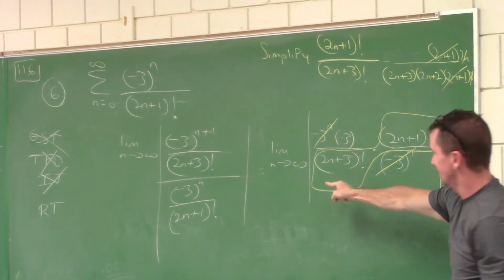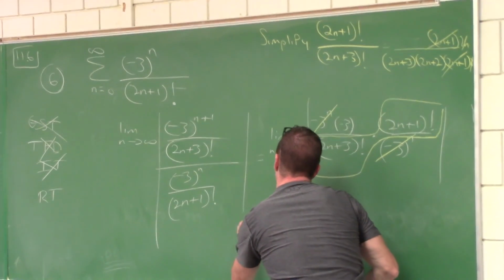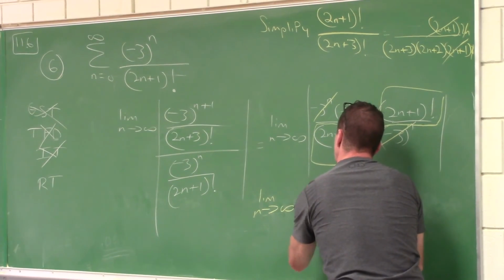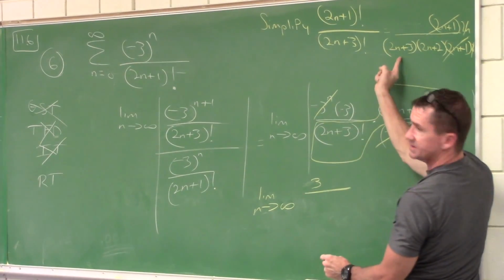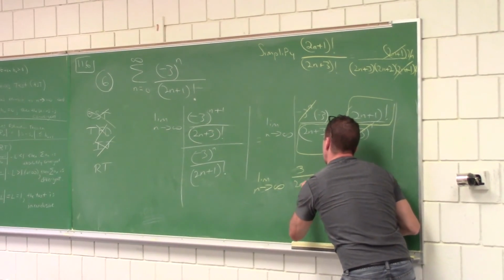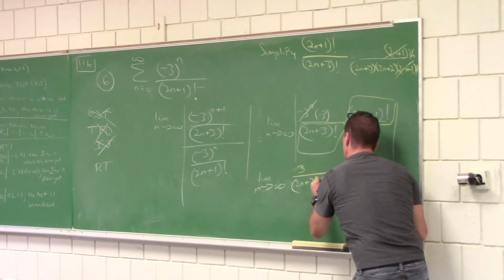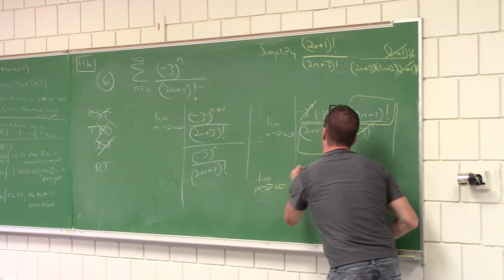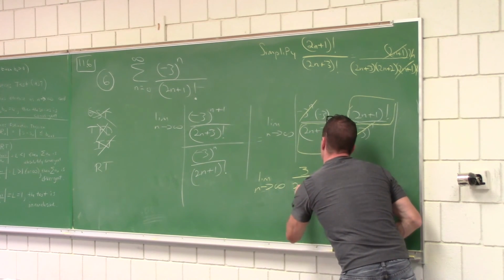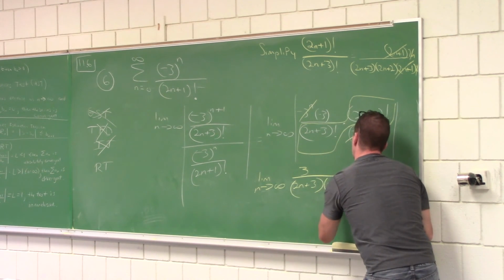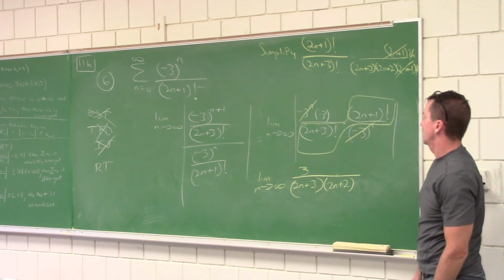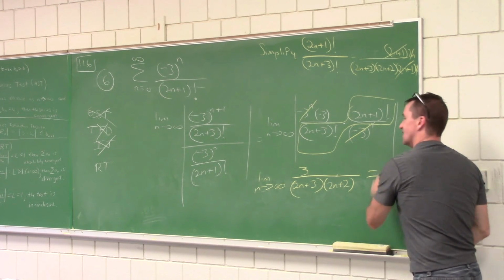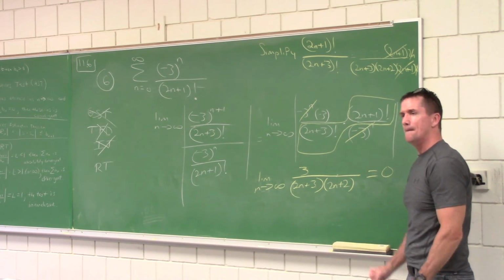So let me write this again. This is what we have now. I'm taking off the bars, and we're going to have this answer. We have a positive 3, because the absolute value of -3 is 3, all over 2n plus 3 and 2n plus 2. And what do you get there? What's that limit? 0.